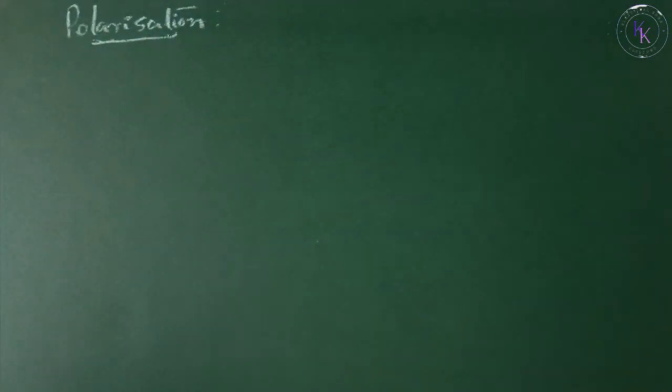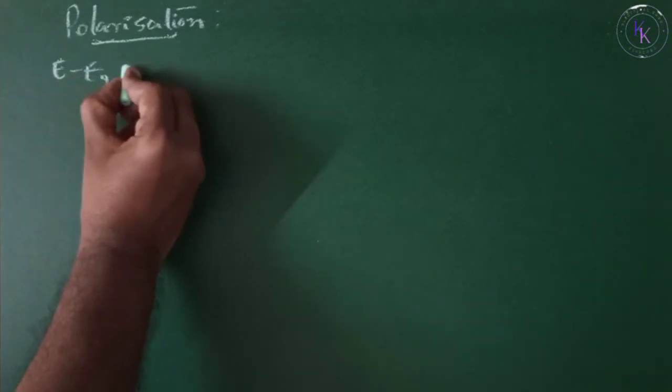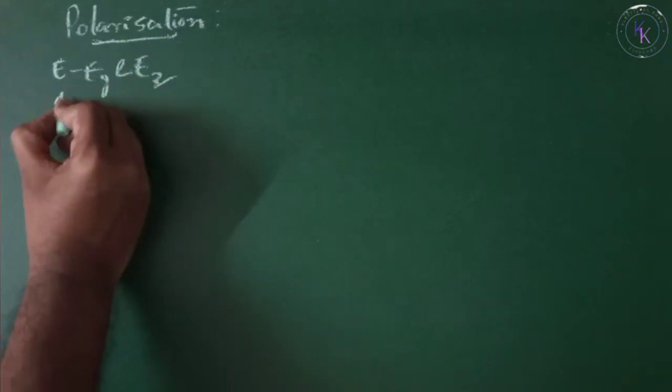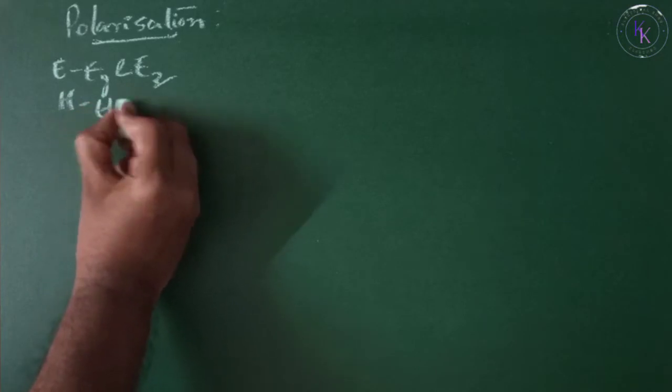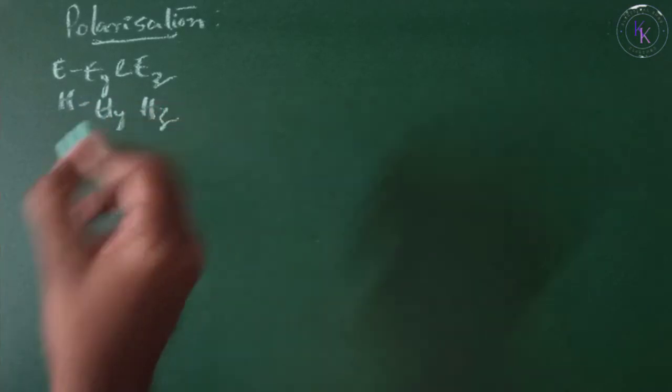Polarization. In the previous videos, we have seen that for a uniform plane wave traveling in the positive x direction, the electric field E and the magnetic field H lie in planes perpendicular to the direction of propagation. Each of E and H can have components in the other two directions. Thus, E can have components EY as well as EZ. Similarly, H can have components HY and HZ.